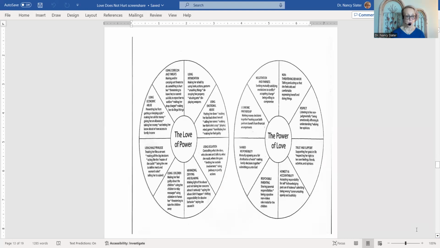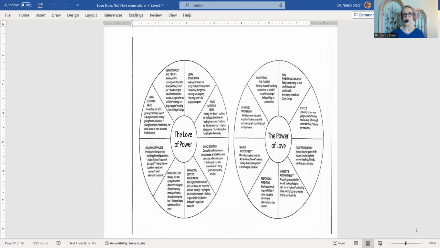All right. So here is, as we're coming closer to the end of our second session, I bring these two wheels to you. I tried to make them as large as possible so that you could read them, but they really need to be on separate pages. On one side, we have the love of power. And on the other side, we have the power of love.